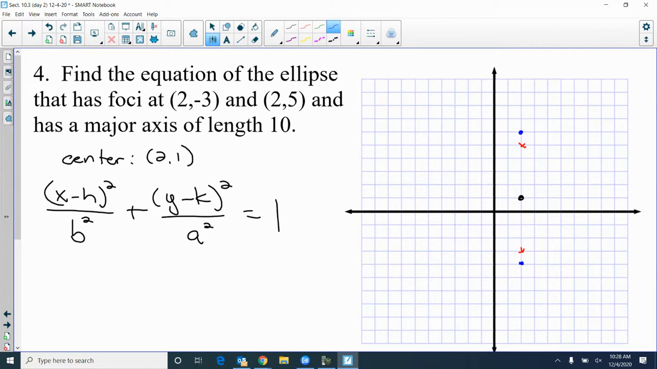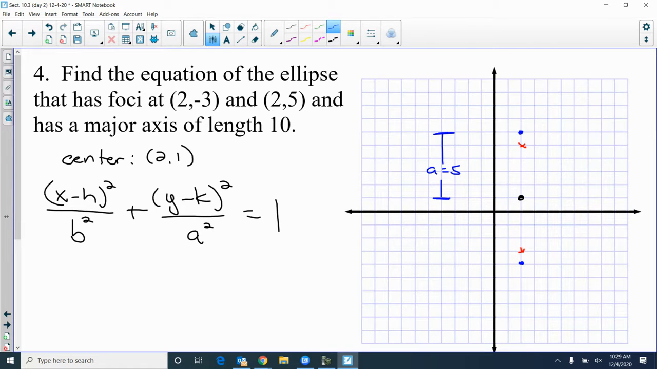Now, do I know a, b, or c at this point? What do I know? a is 5, you're right. Since the major axis is length 10, that's 2a, so a is going to be 5. That's the distance from the center to the vertex. So a equals 5. We don't know b directly.